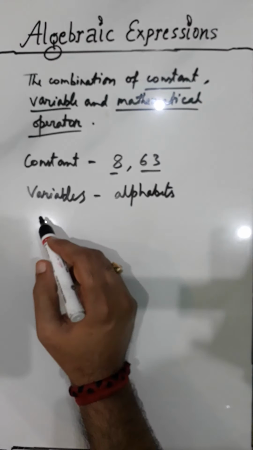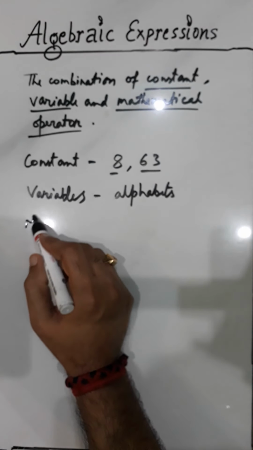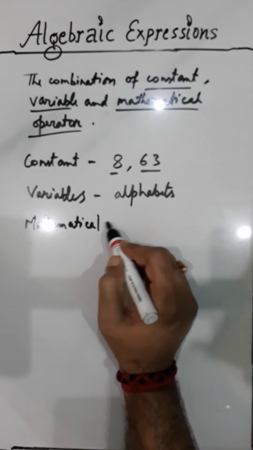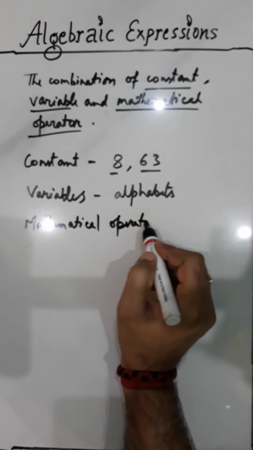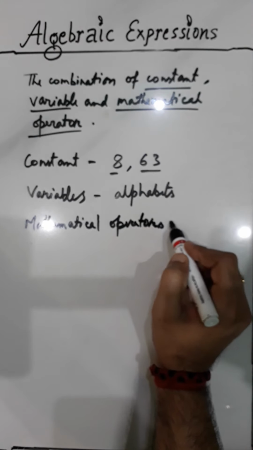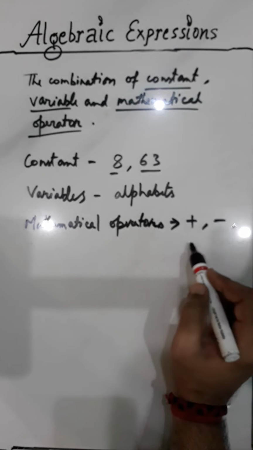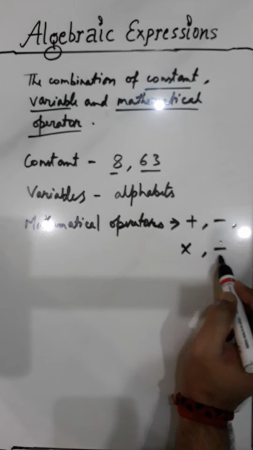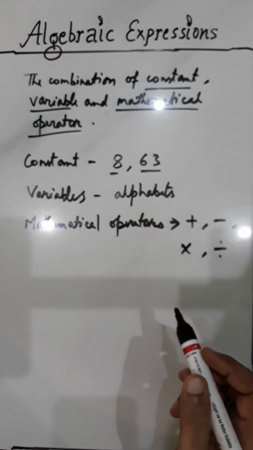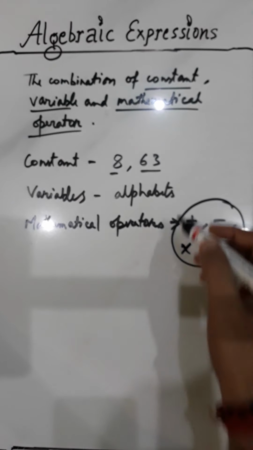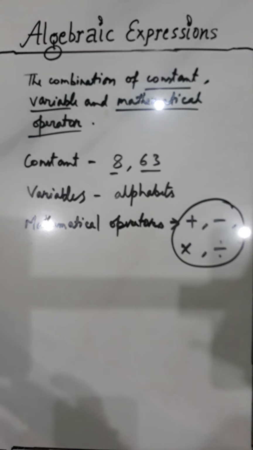Then let's talk about the third one, that is mathematical operators. The mathematical operators are addition, subtraction, multiplication and division. These are the mathematical operators. Around this only the entire mathematics is surrounded.